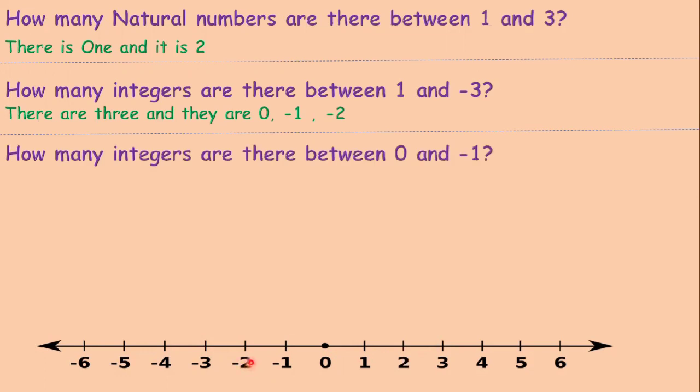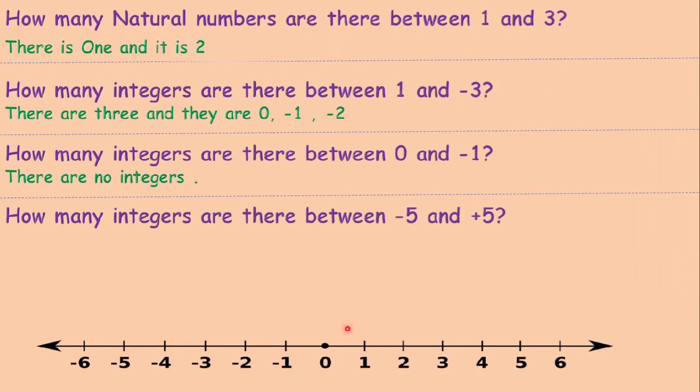Now how many integers are there between 0 and minus 1? Is there any integer between 0 and minus 1? Minus 1 is the preceding integer of 0. So there are no integers between 0 and minus 1.